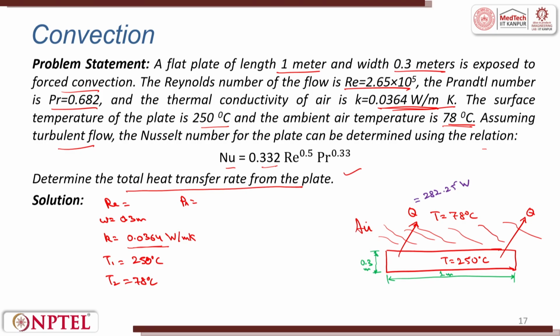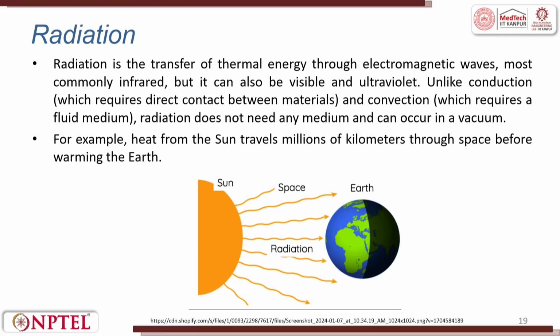Next, we will take some problem statements on radiation, that is another mode of heat transfer. We discussed conduction, we discussed convection, where heat transfer happens due to movement either of molecules or of fluid. In radiation, it is only transfer of thermal energy through electromagnetic waves, most commonly infrared, but it can also be visible and ultraviolet. Unlike conduction, which requires direct contact between materials, or convection which requires a fluid medium, radiation does not need any medium and can occur in a vacuum.